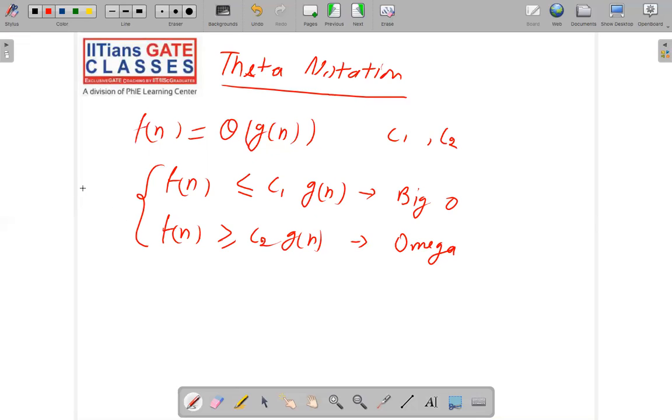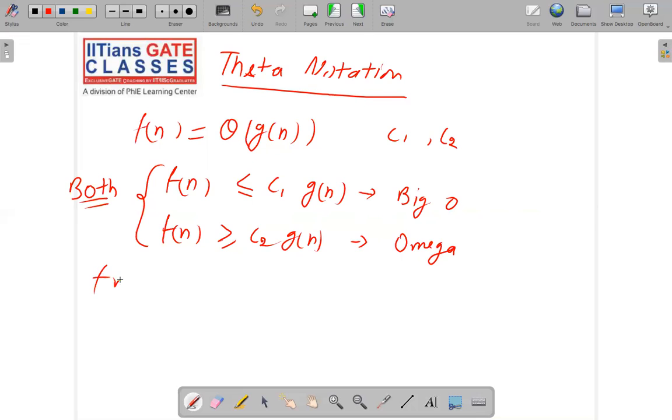So both of these conditions must hold, not just a single one. It's an AND condition between them, not an OR condition. If both of these are satisfied, then we can say that f(n) equals theta of g(n). Okay, let's take an example.